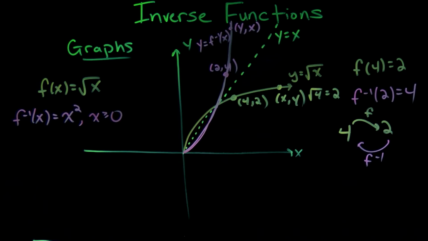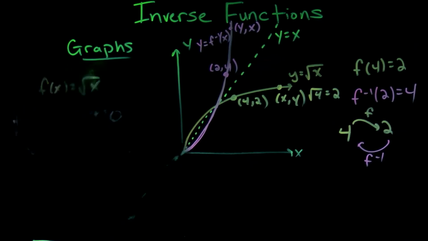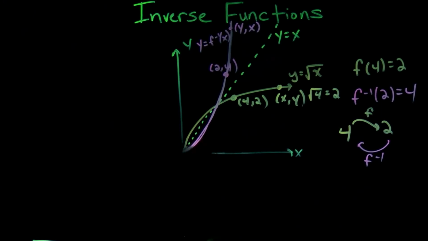Okay, so that's how we would go about getting graphs of inverse functions. We would take the graph of our original function and reflect it, flip it across this line y equals x. And the line y equals x extends out this way as well. Okay, and then this issue of the square function brings us to the last point. And that is, not every function has an inverse.